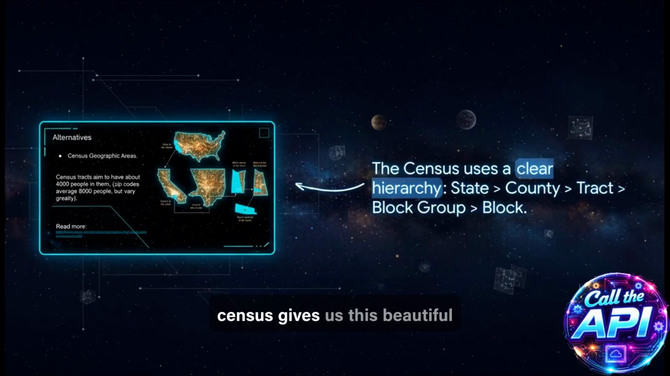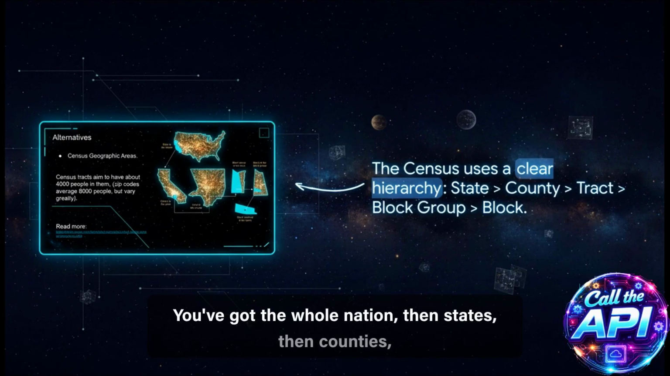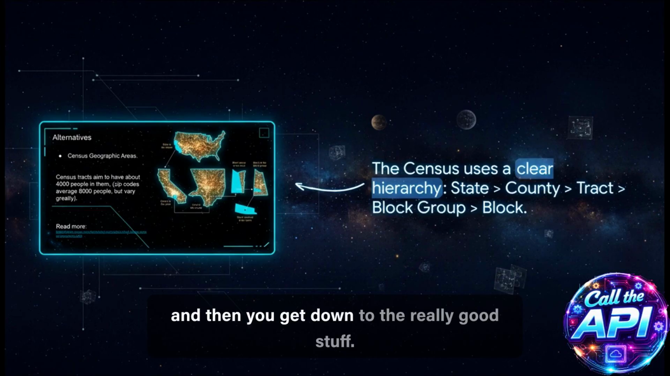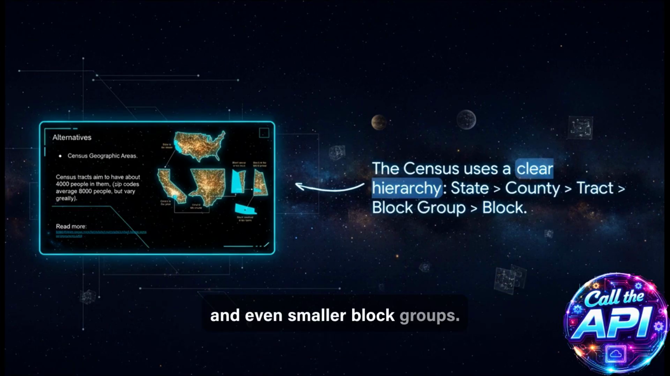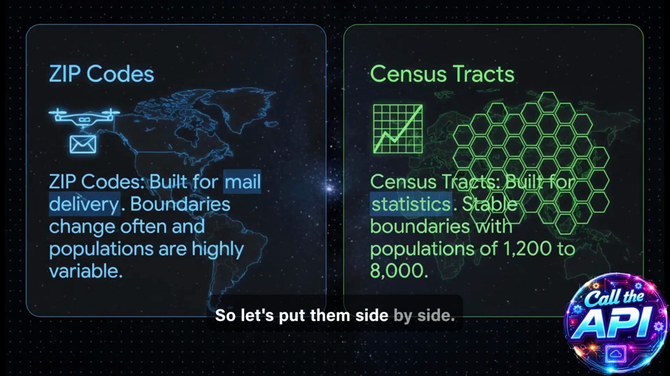The census gives us this beautiful, logical system. It's a hierarchy. Think of it like Russian nesting dolls. You've got the whole nation, then states, then counties, and then you get down to the really good stuff, the levels that are perfect for analysis: census tracts, and even smaller, block groups. So let's put them side by side.